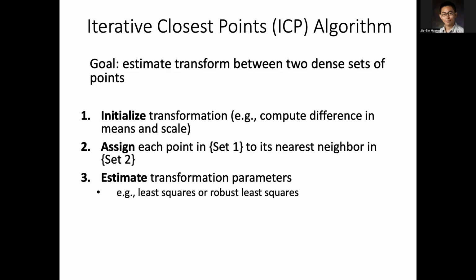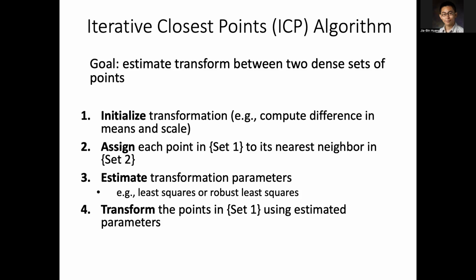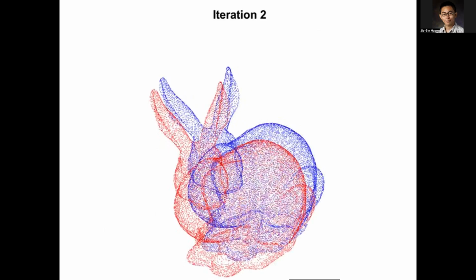You can figure out what the transformation is by solving this least squares problem, right? And once you have this, you can apply the transformation to the one point set to align it with the other set. And just repeat, right? Now you have something that's closer, and then you can repeat this process until convergence. So let me just show you the example.